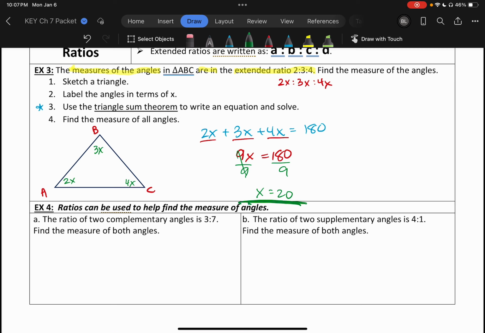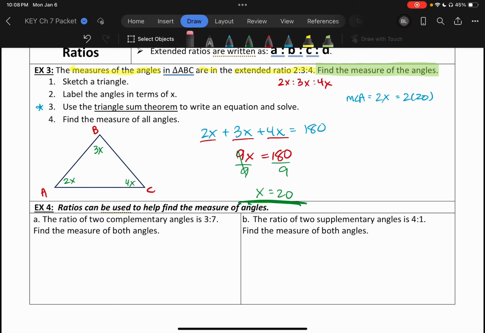One thing we want to make sure of, after you find the value of x whenever you're solving, is to go ahead and reread the question. Make sure that you've answered what they're looking for. What we're looking for here is, it said find the measure of the angles. So let's start with the measure of angle A. Angle A was 2x. If we know that x is 20, this is going to be 2 times 20.